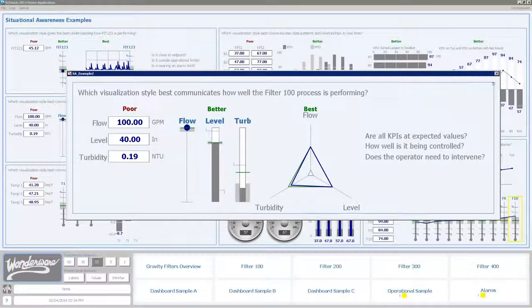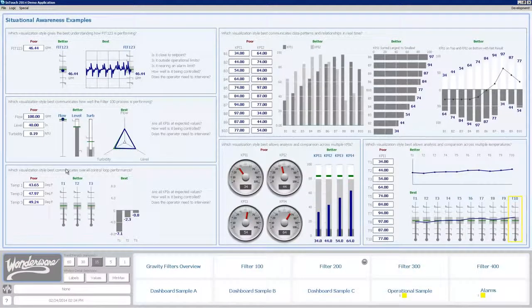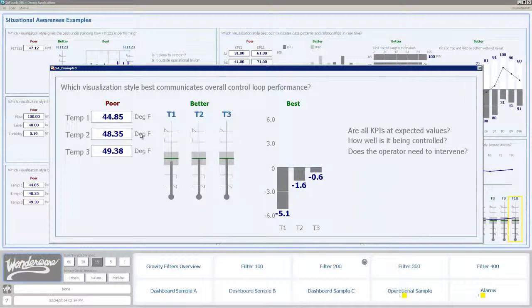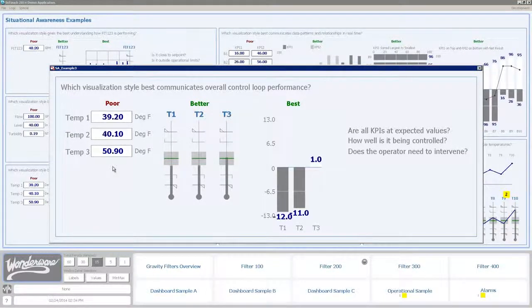to those questions. I'm going to look at this third example here where I've got 3 temperatures. So I've got temperature 1, 2, and 3. And I'm trying to understand how well are these being controlled individually. Again, the first one is kind of just showing the numeric style as is classically done. Again, I don't really know how well those are being controlled at present. These meters do a little bit better job, so now I can see here that the current temperature is within the operational limits of the system. I can see they're close to set point here, and they're starting to get too close for me to understand exactly how well one's doing over the other.